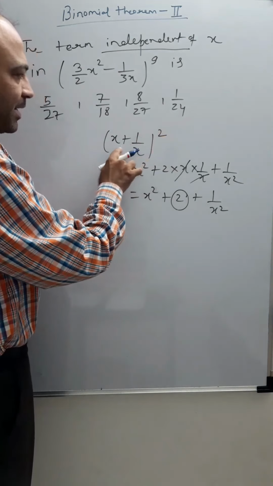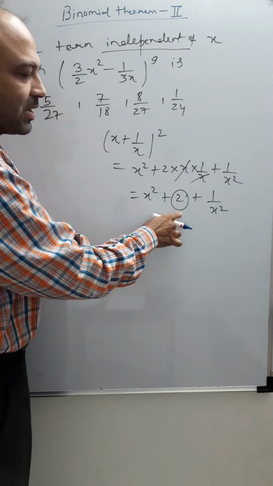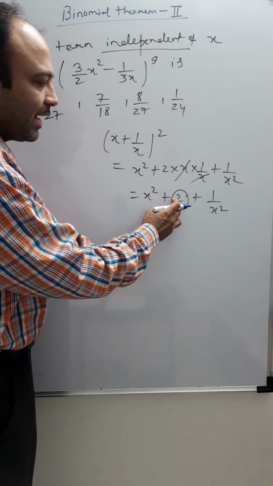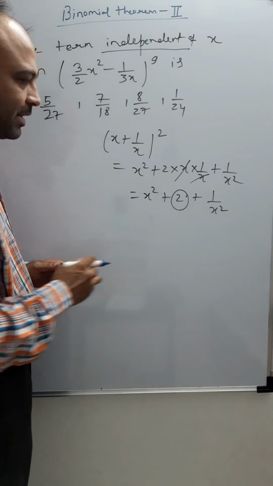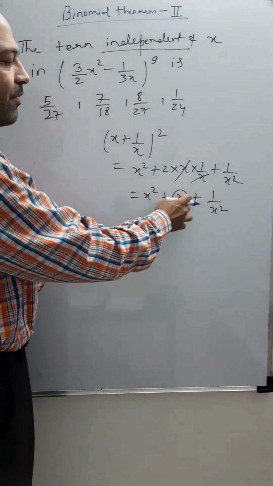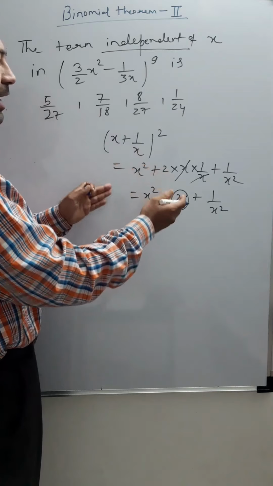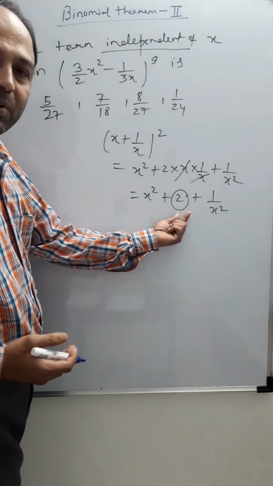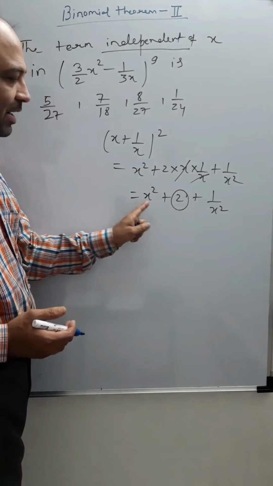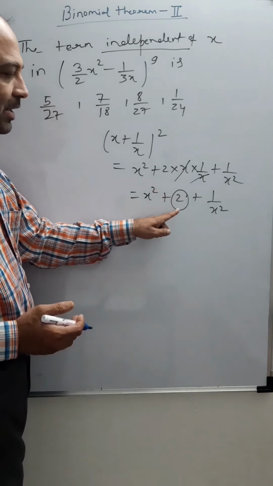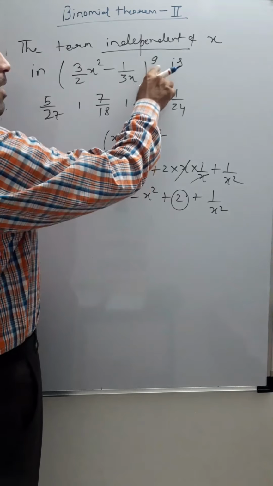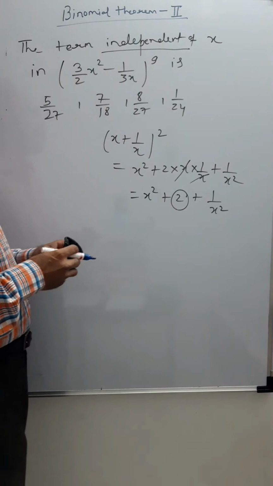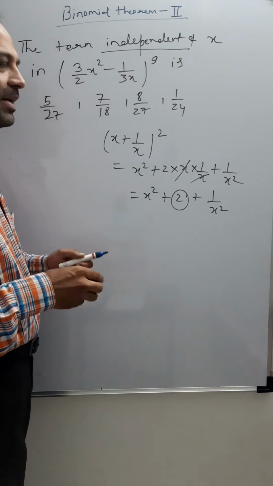So in this expansion of (x + 1/x) whole square, 2 is known as the independent term of x, or we can say the constant term of x. So there is no x, or it is free from x. Here it is simple because it's a whole square, so we have expanded and we came to know that 2 is the independent term and its value is 2. But when the power is 9, when the power is bigger, then we cannot expand it, it takes time.